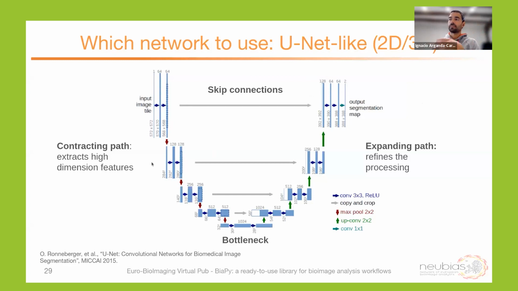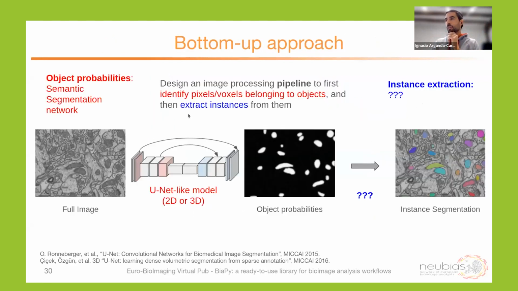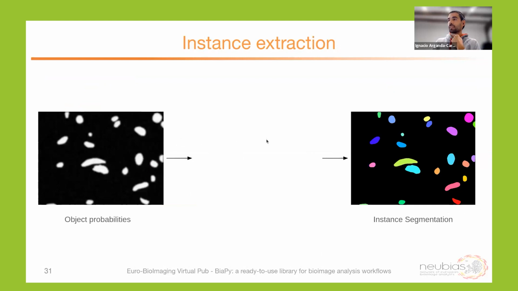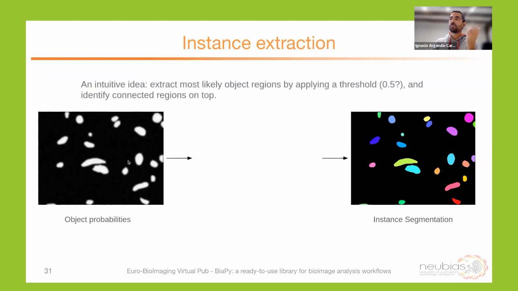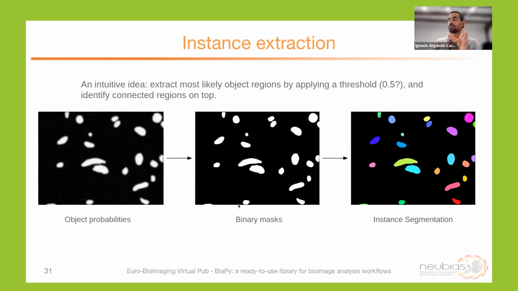In 3D, the architecture is very similar, but the filters are in 3D and the downsampling as well. Okay, so we now know how to do the first step. What about the second step? Something very intuitive would be, if I have probabilities, I can just apply a threshold, binarize my objects, and then check all the connections between the pixels. So how do we do this?